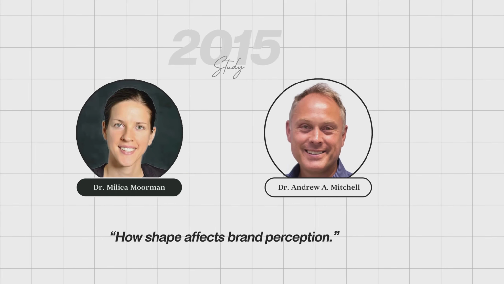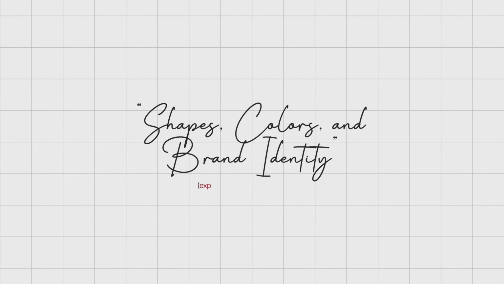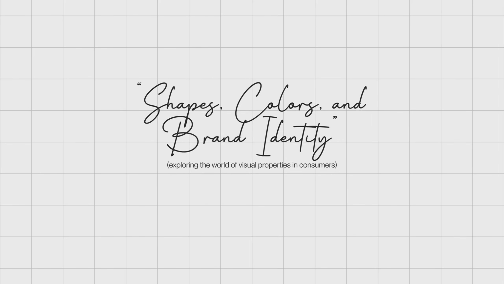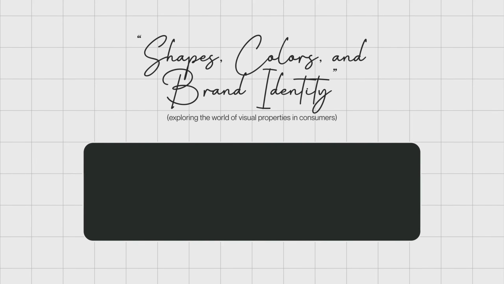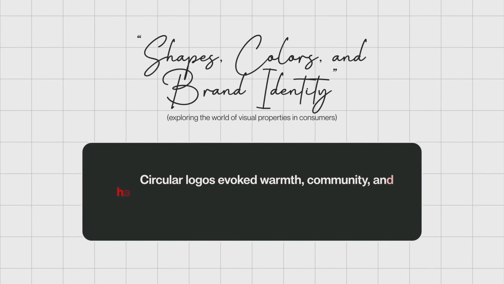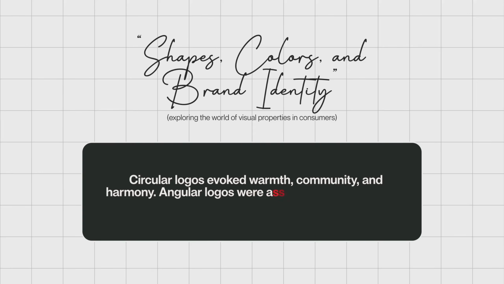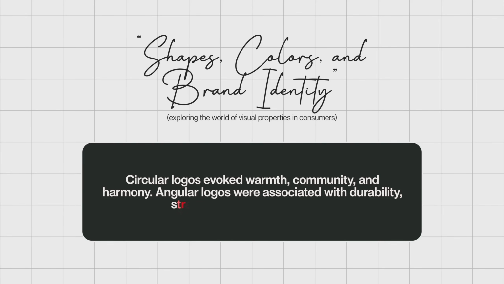Their study, Shapes, Colors, and Brand Identity: Exploring the Role of Visual Properties in Consumers, which was published in the Journal of Marketing Research, found that circular logos tend to evoke feelings of warmth, community, and harmony, whereas angular logos were associated with durability, strength, and professionalism.